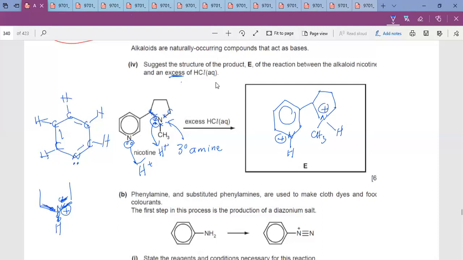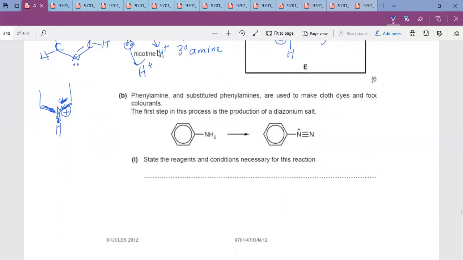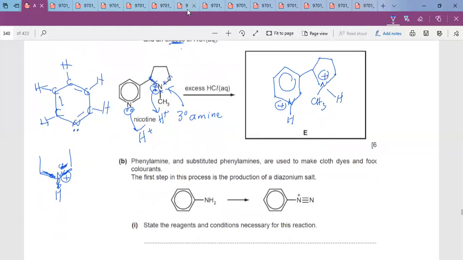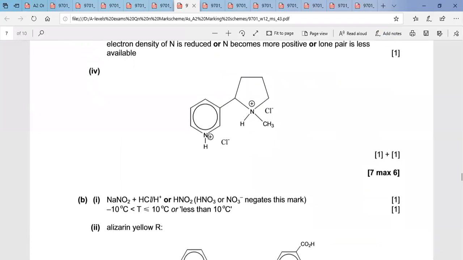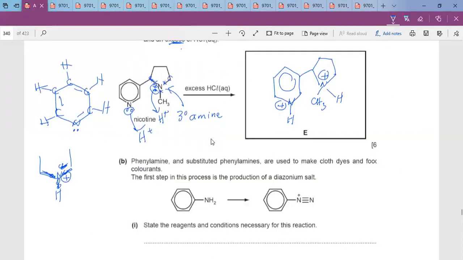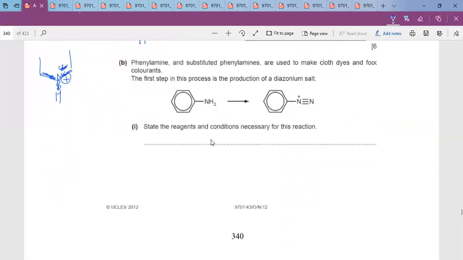Now let's look at the marking scheme. I think I got it here. It's 12 November 42. Okay, bingo. See now, positive, minus, positive. Do you see that? My dear friends, H here. So the excess H here is to show that both of these nitrogens have lone pairs that can protonate. It's a good question. The next, of course, is our question now.